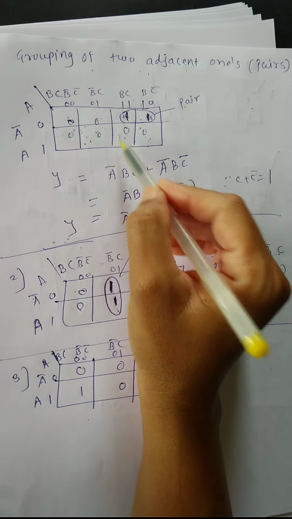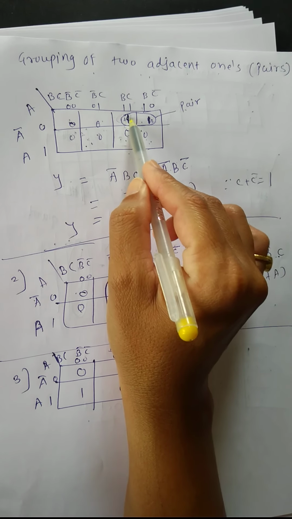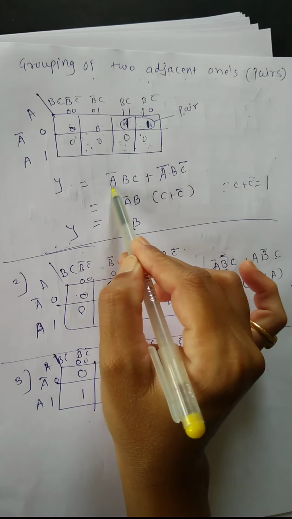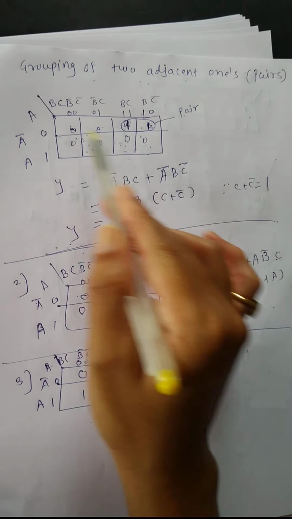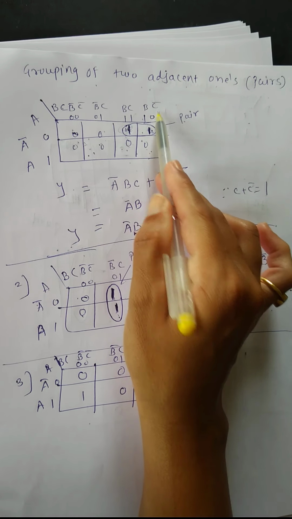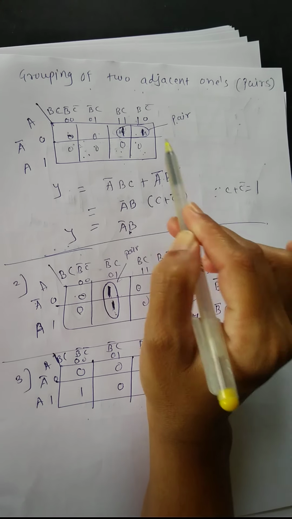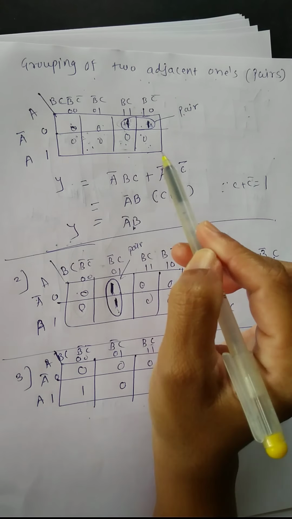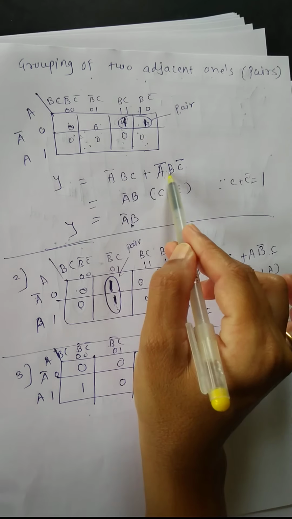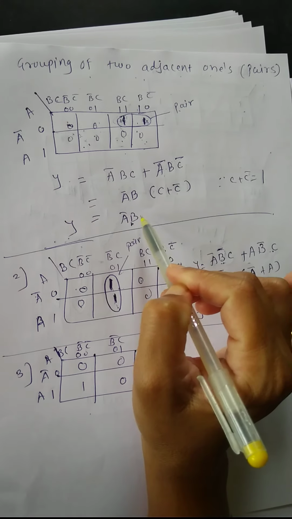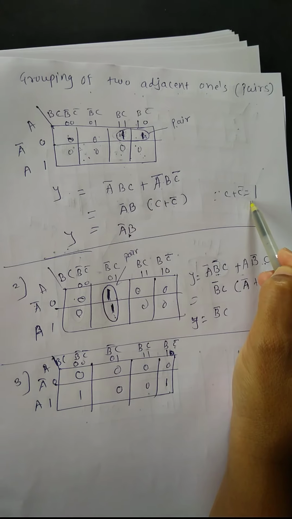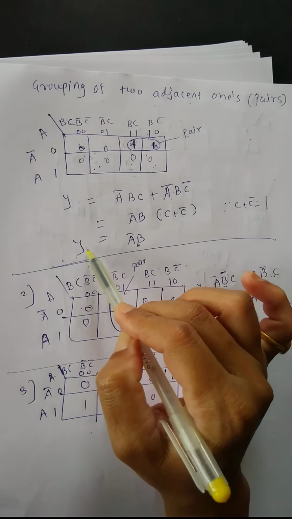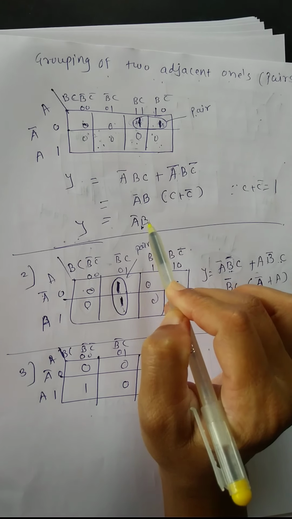So you have to simplify the Boolean expression from that K-map. For this one, the term is A bar B C, plus for this one A bar B C bar. You have to reduce this expression using the Boolean laws. A bar B is the common term, and C plus C bar equals 1 is a Boolean law. So from this K-map, the reduced expression is y equals A bar B.